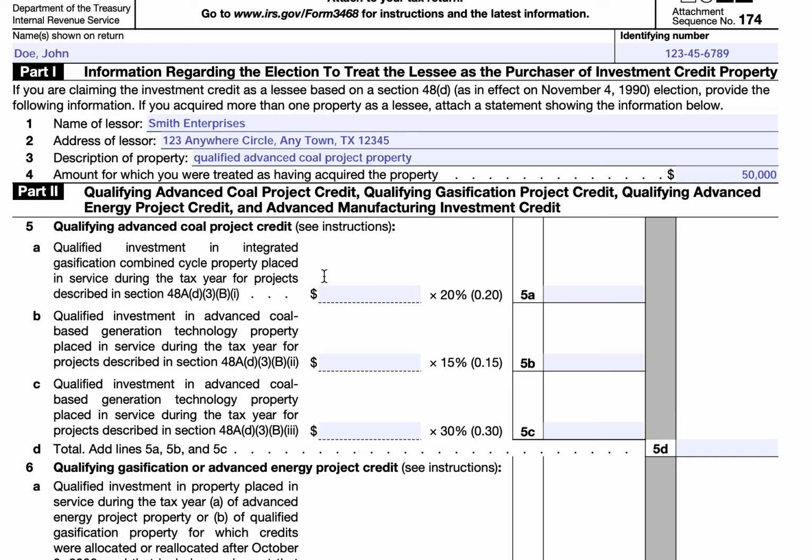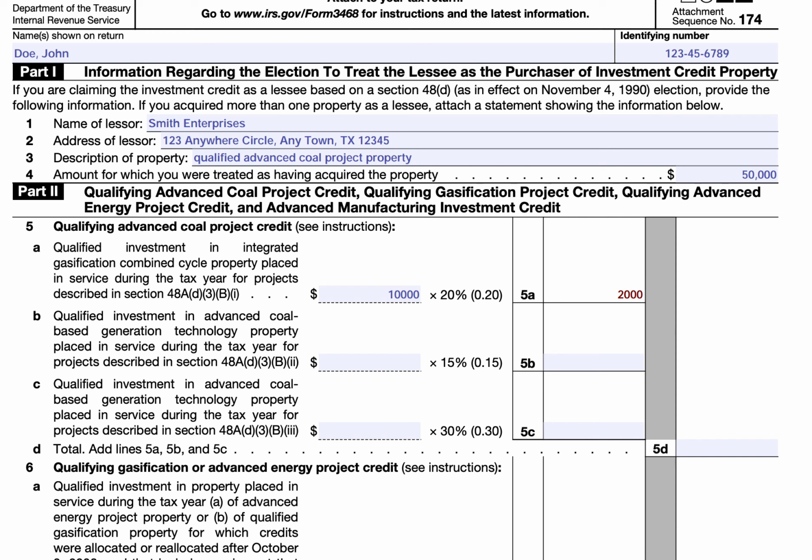So in line 5A, you'll enter the money that you invested in eligible property, which is defined as any property part of a qualifying advanced coal project using integrated gasification combined cycle and is necessary for the gasification of coal. So any equipment that converts coal to synthetic gas that is then used to turn a turbine. So let's just imagine we spent $10,000 on such equipment. You would multiply that and you would get $2,000.